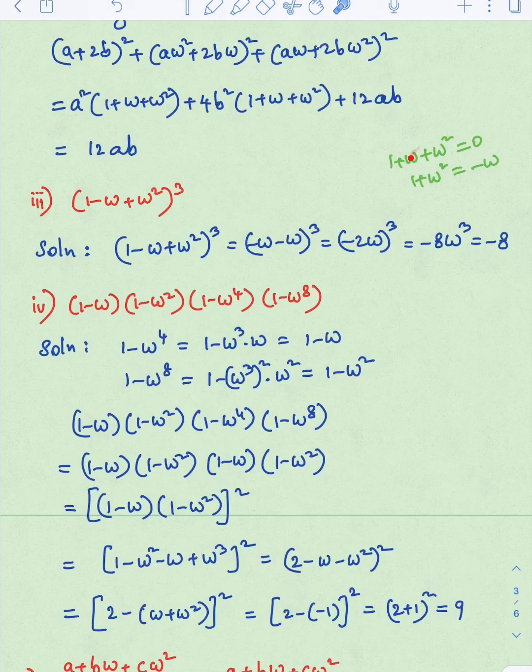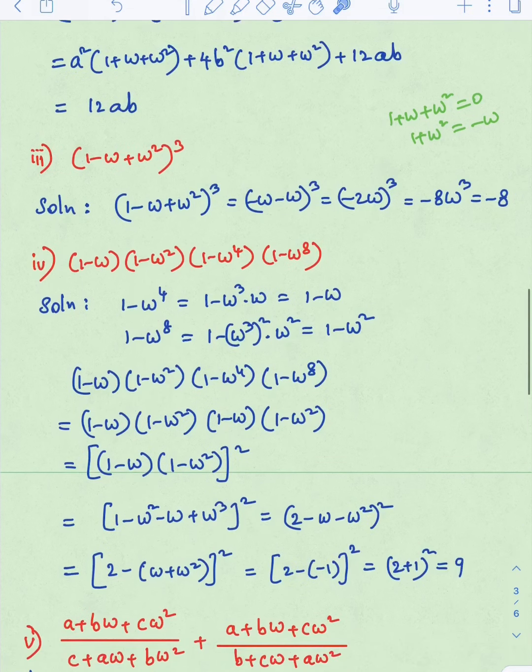And now go to the formula. Omega plus omega square is how much? Minus 1. So that minus 1 is kept here. So 2 minus (minus 1) whole square. Minus into minus is plus. 2 plus 1 is 3. 3 square is 9. It is the answer.